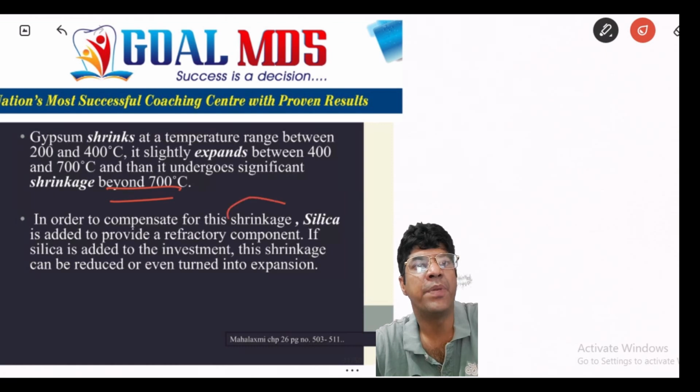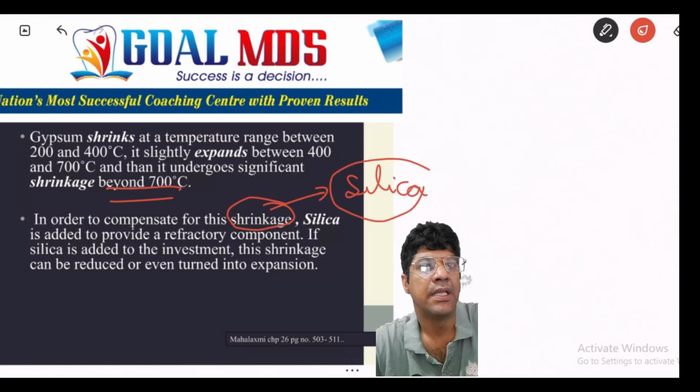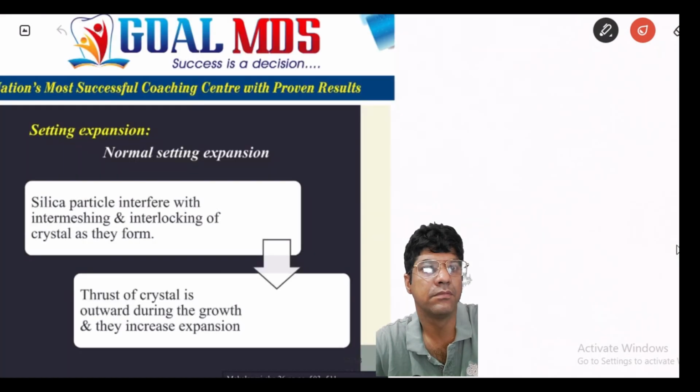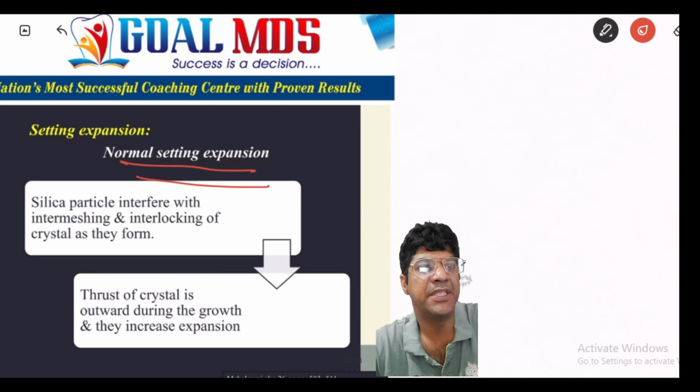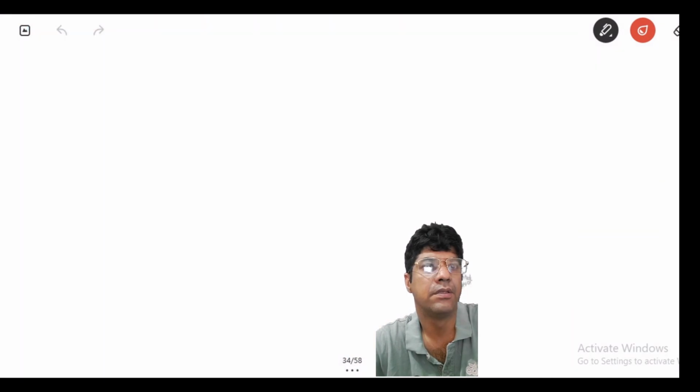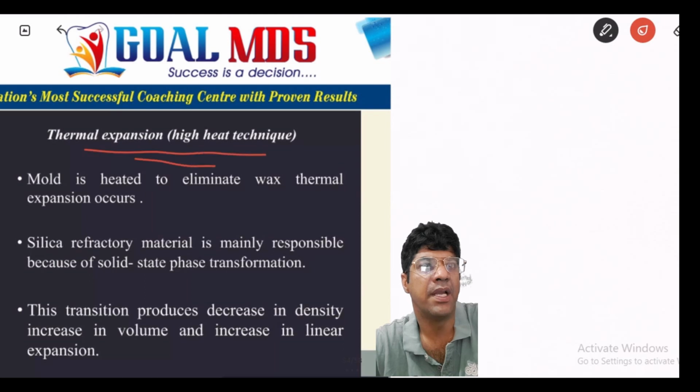So in order to compensate for this shrinkage, we add silica, which acts as a refractory component. By adding silica, the shrinkage can be reduced or even turned into expansion. So there could be normal setting expansion, hygroscopic expansion, or thermal expansion.